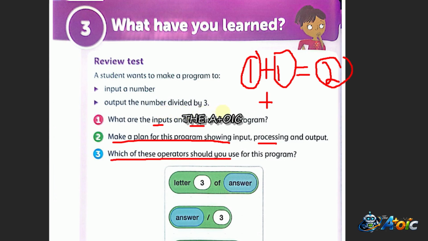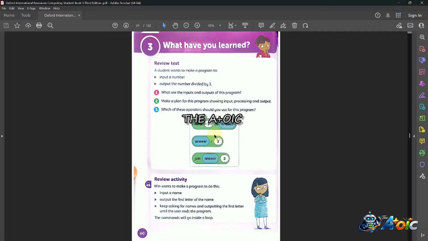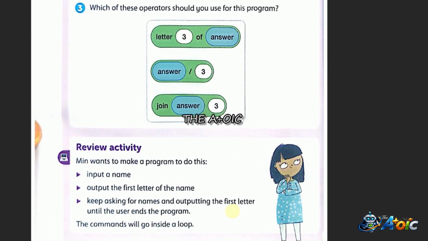Which of these operators should you use for this program? Okay, so let me look at the program. The program is input a number, output the number divided by 3. So maybe if I type the number as 5, make sure to divide 5 by 3. So how do you think we'll do this? Or which of the operators seen here you think will be used to do that? Do you think letter 3 of answer? No, that is wrong. Do you think it's going to be answer divided by 3?